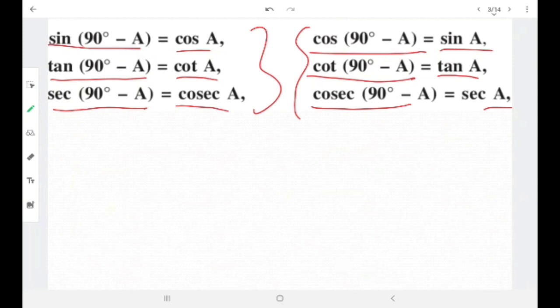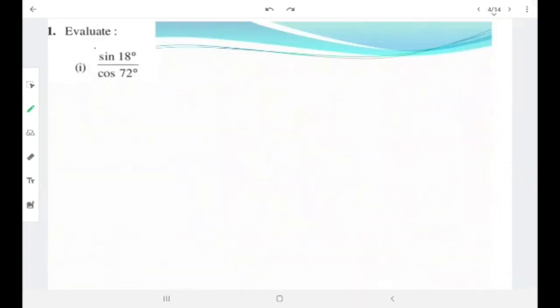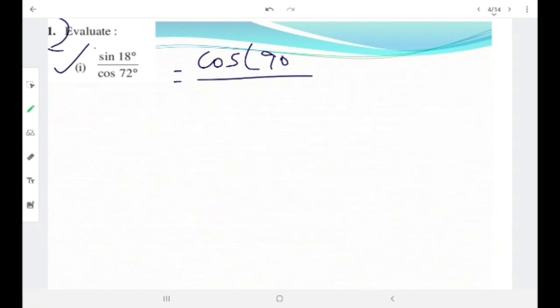Let us see some examples for trigonometric ratios of complementary angles. Here is the first question. Evaluate. Under this there are 4 subdivisions. This is the first one. Sin 18 by cos 72. This can be written as cos 90 minus 18 divided by cos 72.